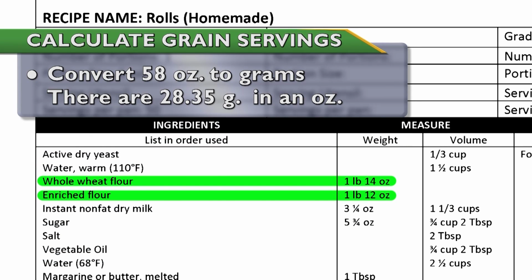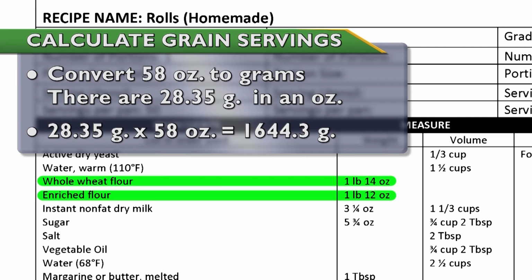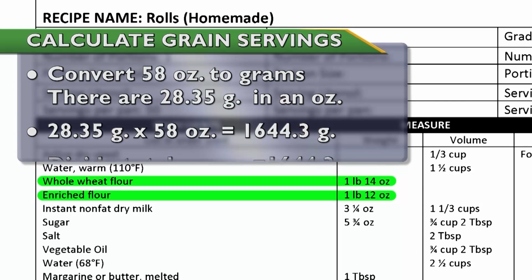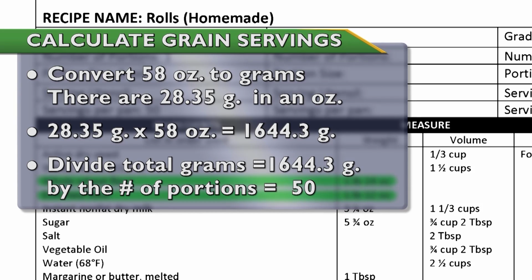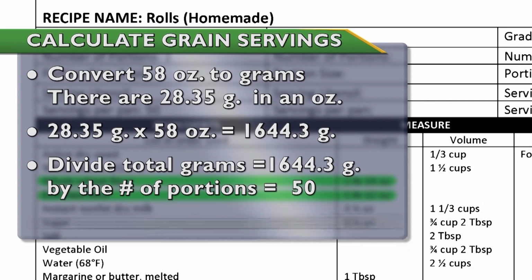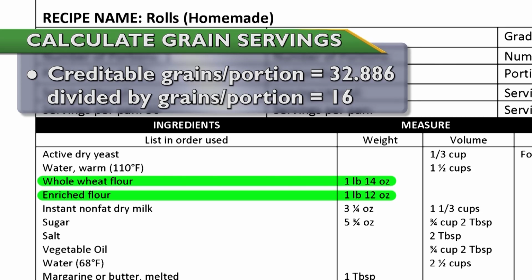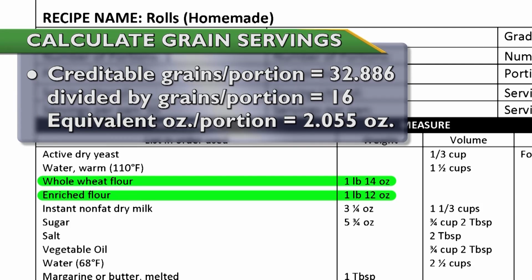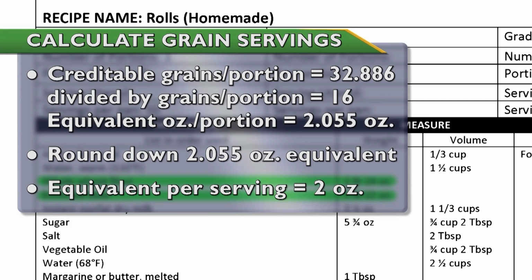Convert ounces into grams. There are 28.35 grams in an ounce. Multiply 28.35 grams times 58 ounces of grains for a total of 1,644.3 grams of grain. Divide the total grams by the number of portions in the recipe, in this case 50, to calculate 32.886 creditable grains per portion. Divide the 32.886 grams of creditable grains by the grains per portion. This value will always be 16. To calculate 2.055 ounces equivalent per serving. Round this number down for an answer of 2 ounces equivalent per serving.